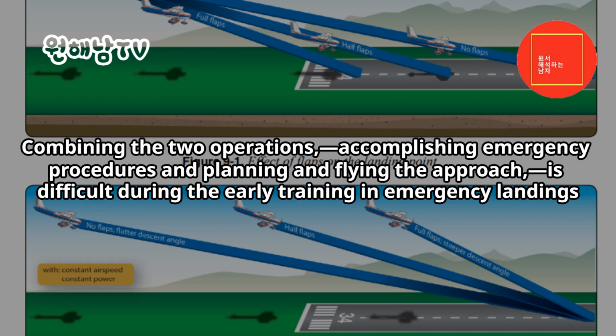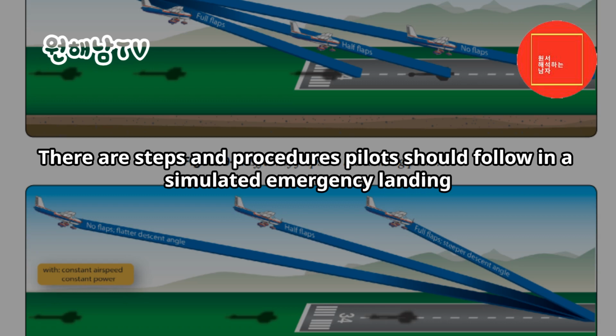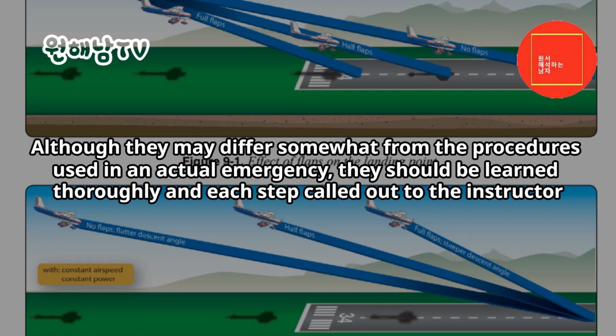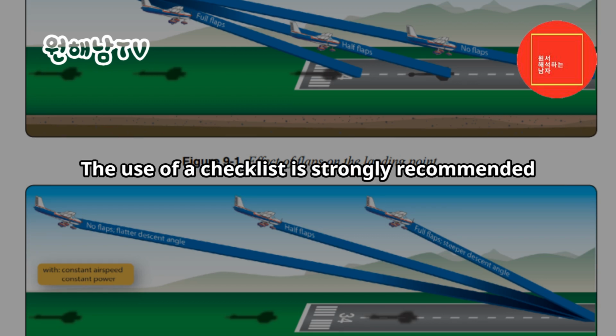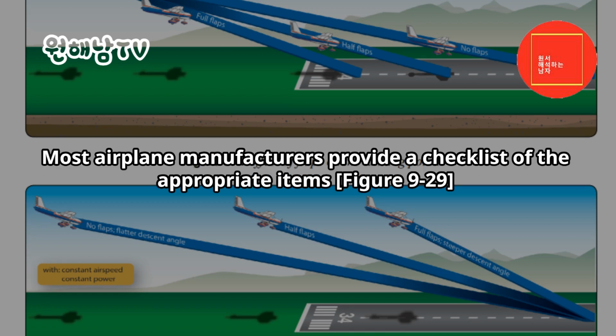Combining the two operations, accomplishing emergency procedures and planning and flying the approach, is difficult during the early training in emergency landings. There are steps and procedures pilots should follow in a simulated emergency landing. Although they may differ somewhat from the procedures used in an actual emergency, they should be learned thoroughly and each step called out to the instructor. The use of a checklist is strongly recommended. Most airplane manufacturers provide a checklist of the appropriate items.